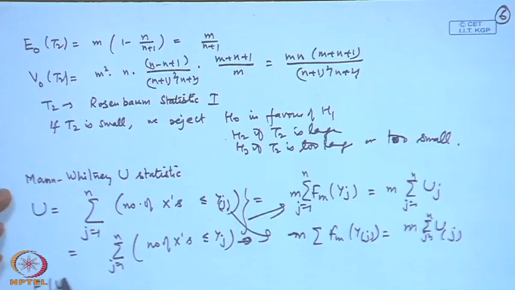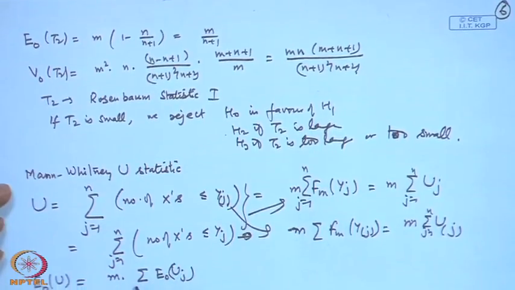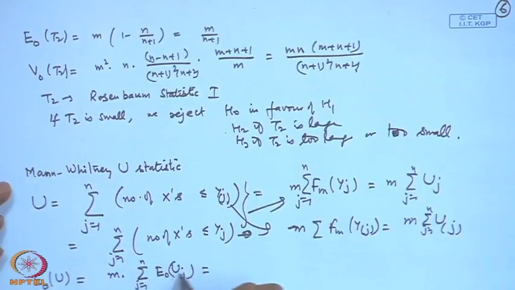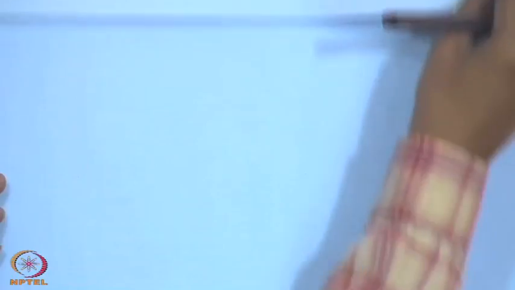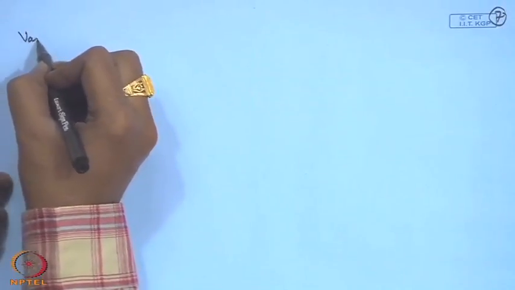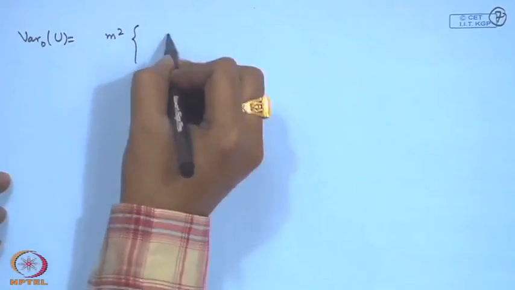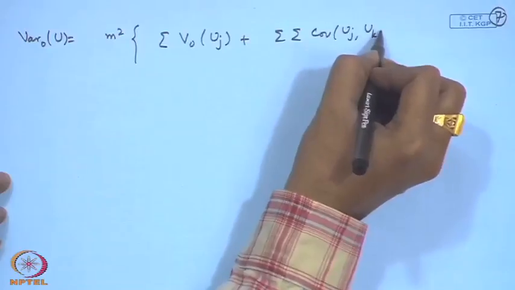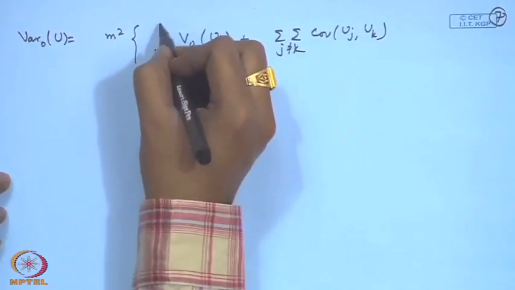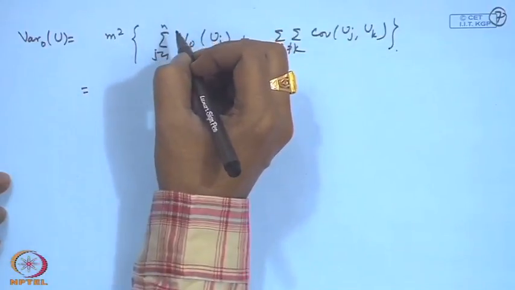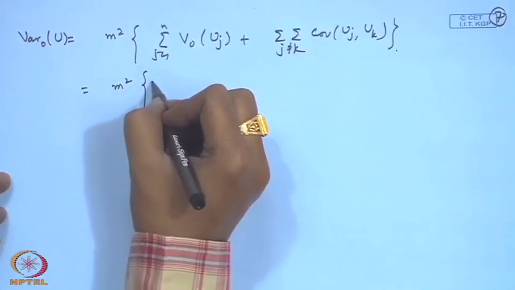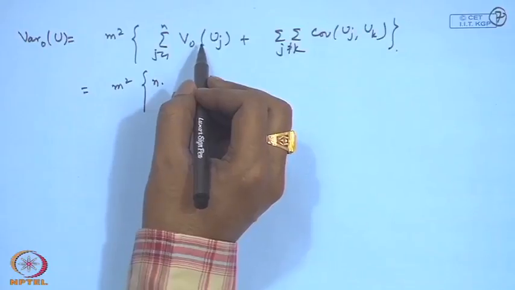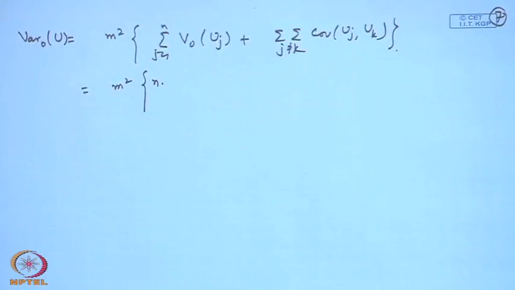We can consider the mean and variance under the null hypothesis. The mean is simply equal to m times the summation over j is equal to 1 to n. We know that this was equal to half, so it is m n by 2. If we look at the variance term, the variance under the null hypothesis is equal to m square summation variance of u j plus double summation covariance of u j u k, j is not equal to k. So, that is equal to m square, and this is n, and we actually derived these expressions in the previous lecture.